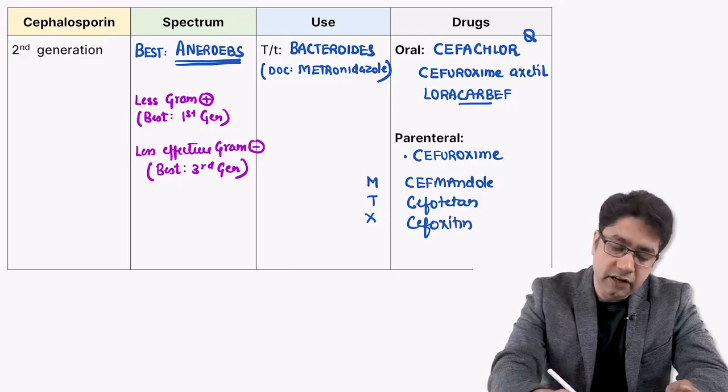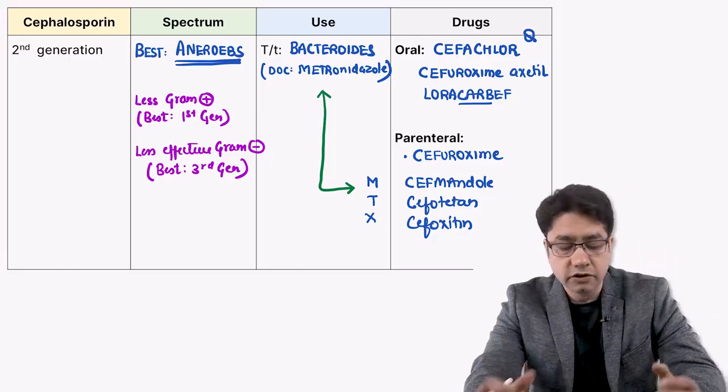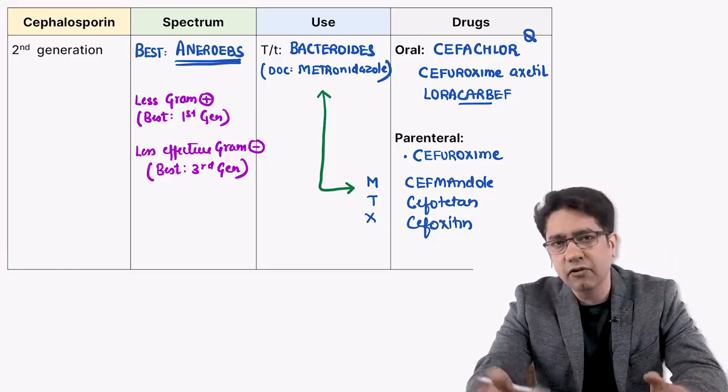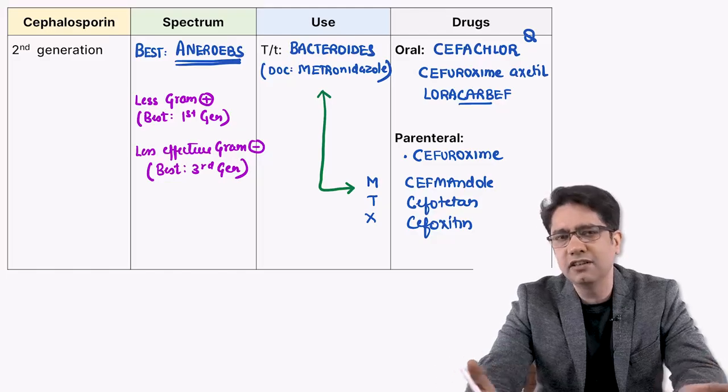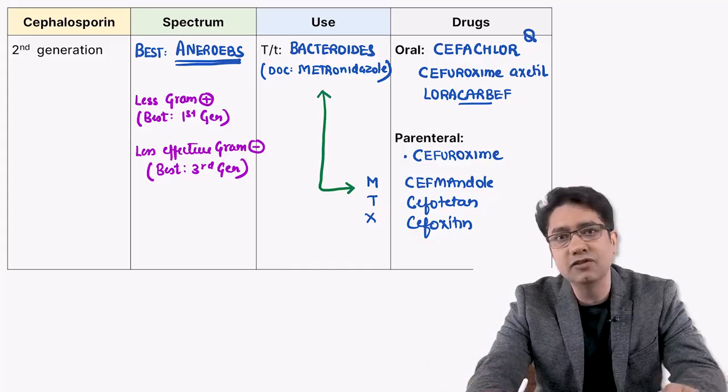And these cephalosporins are the best cephalosporins against bacteroides. So these are the second generation. Now remember, do you think second generation will have much use? Are they popular drugs? The answer is no.